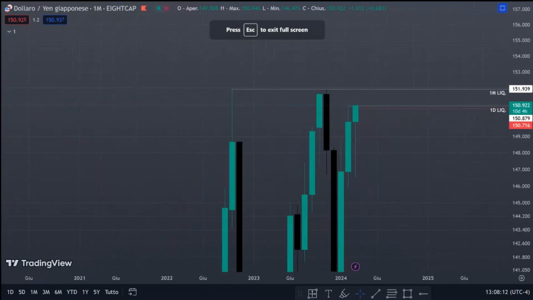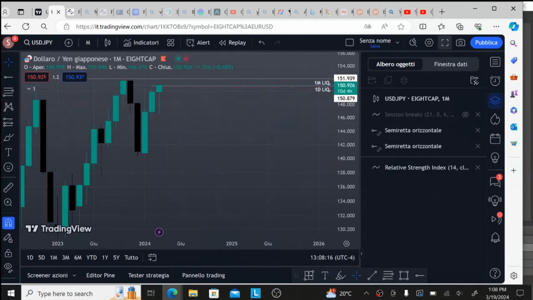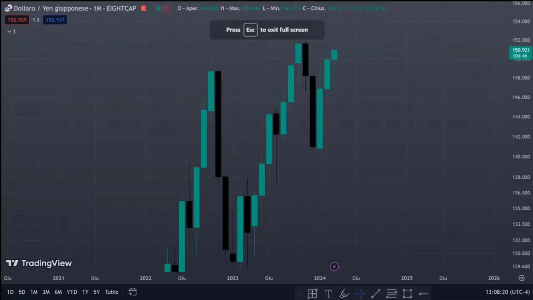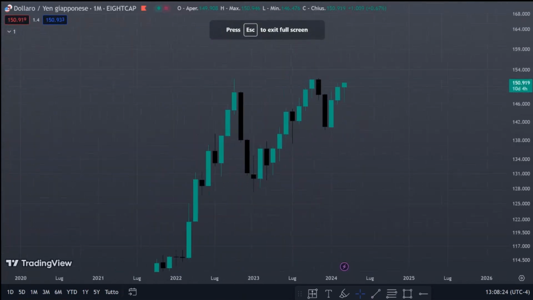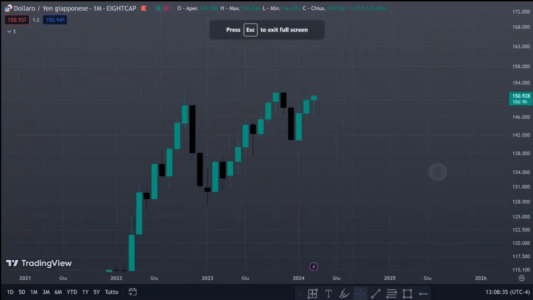So I'm going to cover basically Japanese yen. Let me delete this layouts, and yeah, so let's start. I'll start from the monthly, weekly, and then daily, and I will make sure what's going on right now on this pair, which is very bullish.